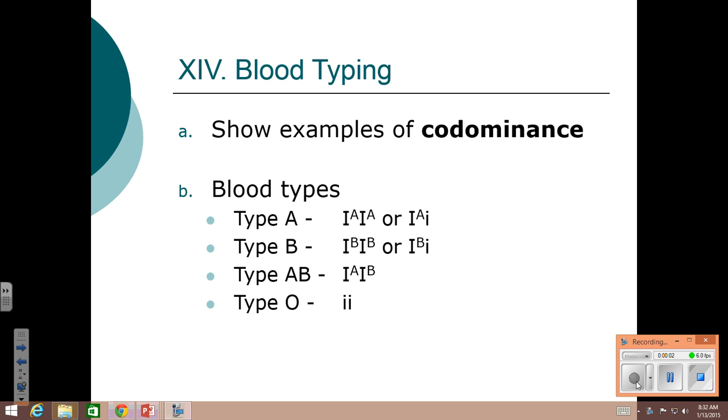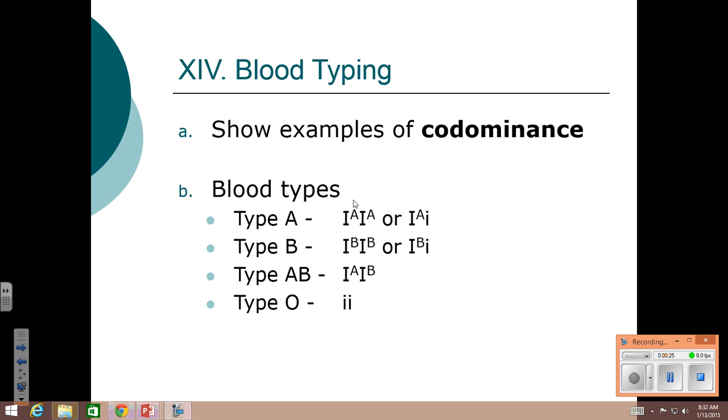This last section of notes is on blood typing, and blood typing is another example of codominance. So this is where we don't really have one blood type dominating the other one. Instead, usually both alleles would be present, and so we'd get almost more of that spotting effect that happens. So you have 4 different blood types. We have type A, B, AB, and O.